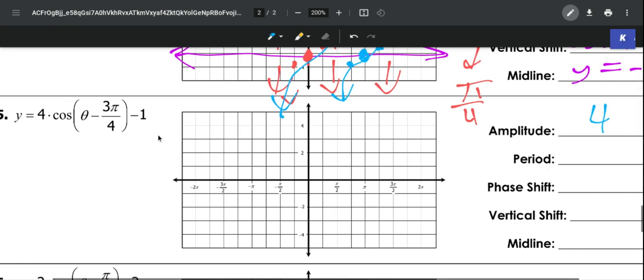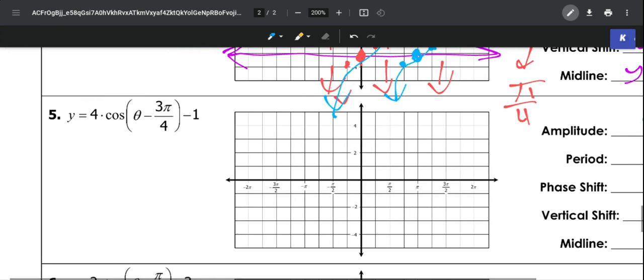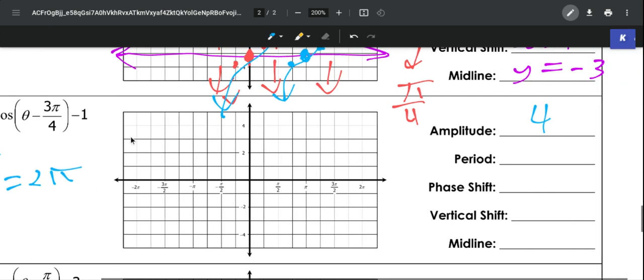Our period comes from B, and if you notice, there's nothing in front of B or in front of theta that's multiplied, so there's understood to be a 1 there. So our B here would be 1, and 2 pi over 1 would just be 2 pi. And 2 pi over B is how we find our period for cosine.